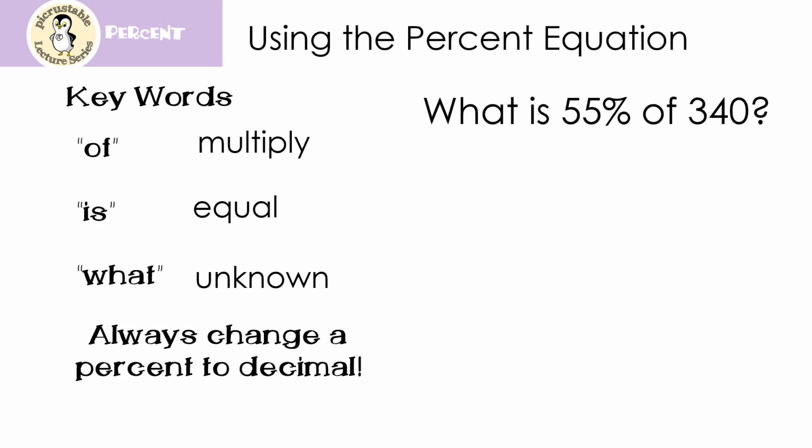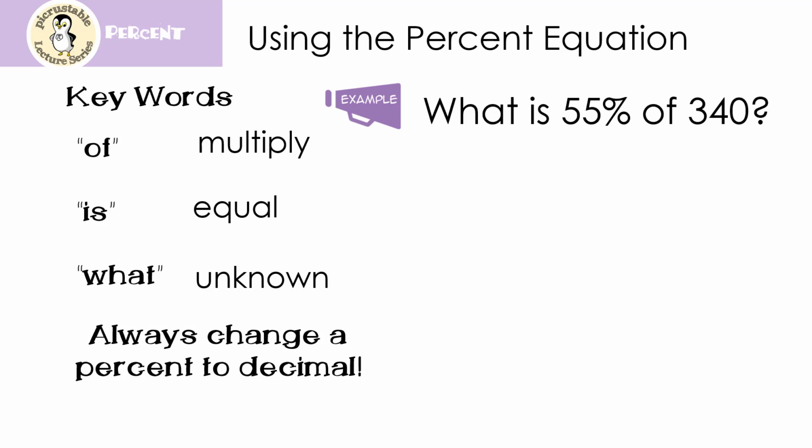When we see the word of, it always means to multiply. When we see the word is, it means equal. And anytime we see the word what, that's our unknown. Always remember to change a percent to decimal when we do the percent equation. Let's look at our example.